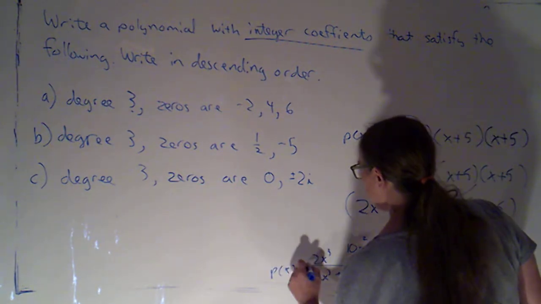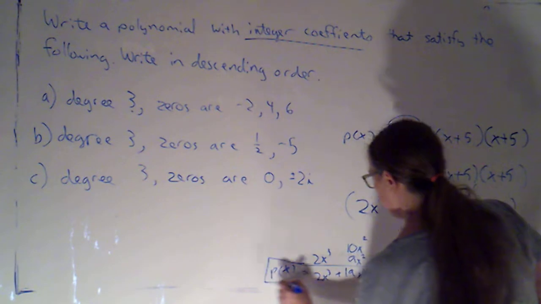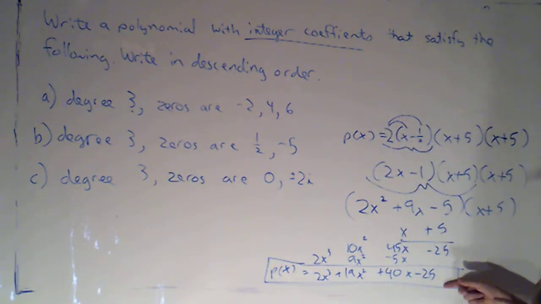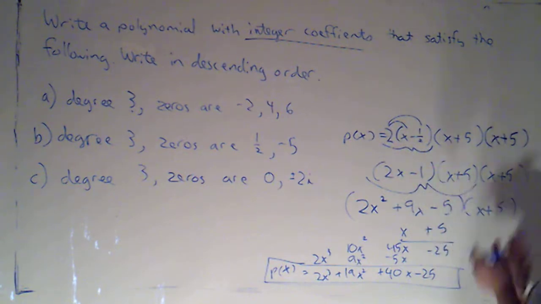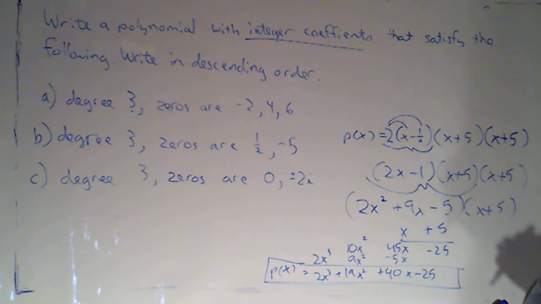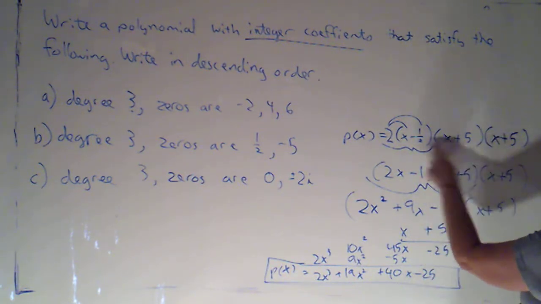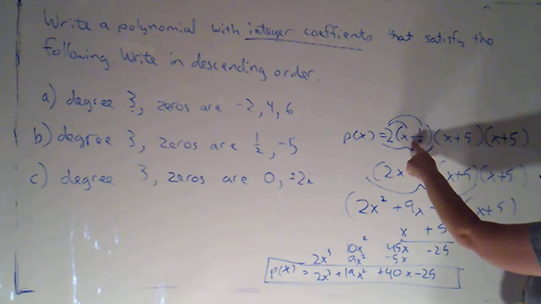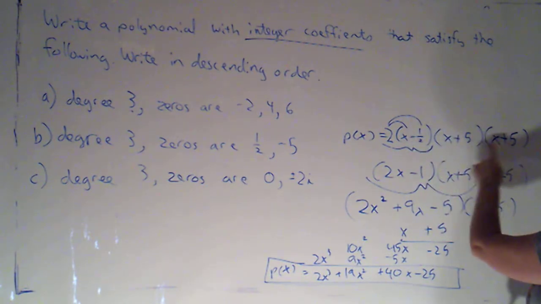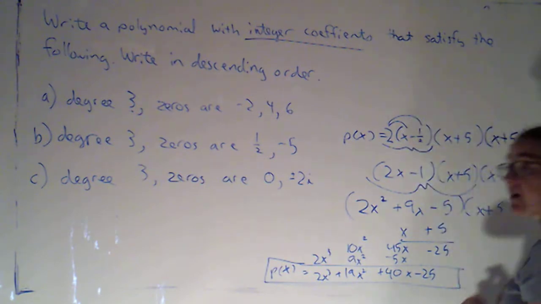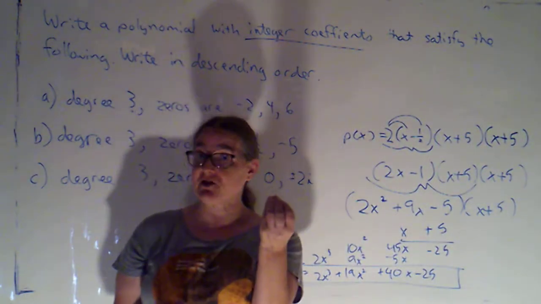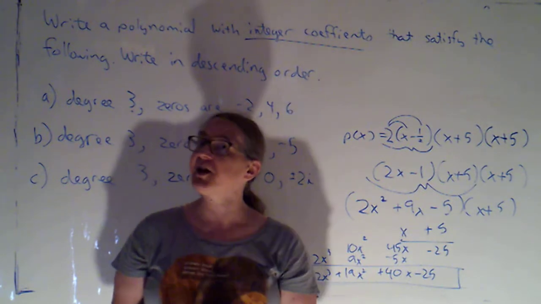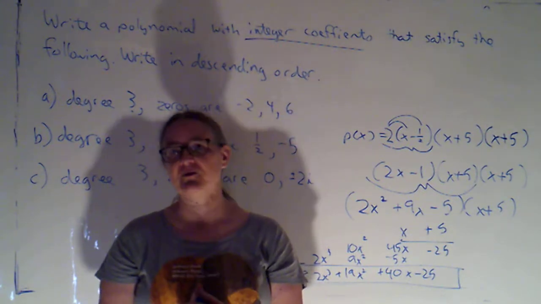I'd chosen to call that p of x, although you can give it whatever name you want. That would be a solution to part B. Now again, solutions are not unique because I could have had 2 factors of x minus 1/2 instead of 2 factors of x plus 5. And once I've got something, I can multiply that by any integer because I can have additional constant factors that won't change the degree and that won't change what the zeros are.